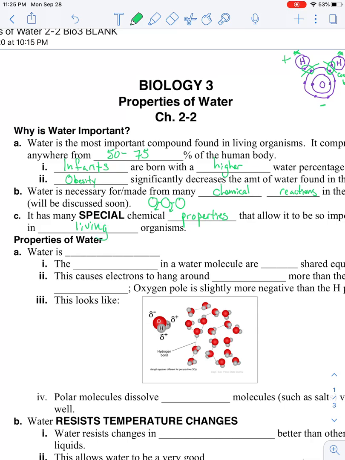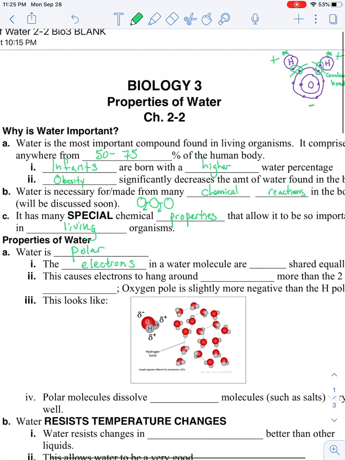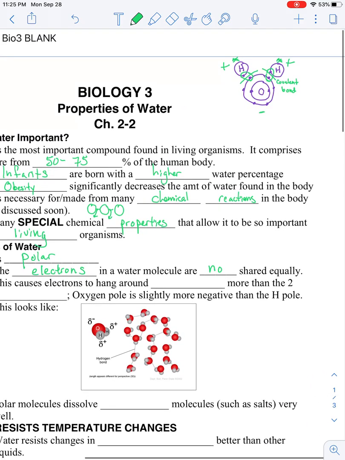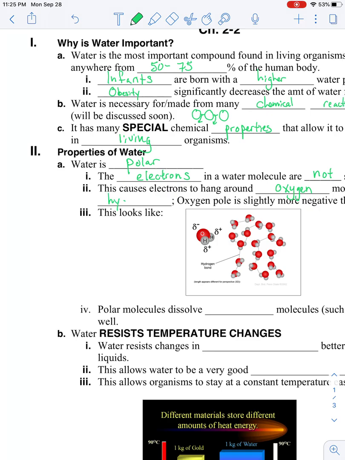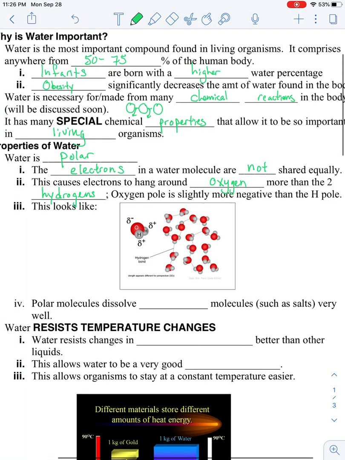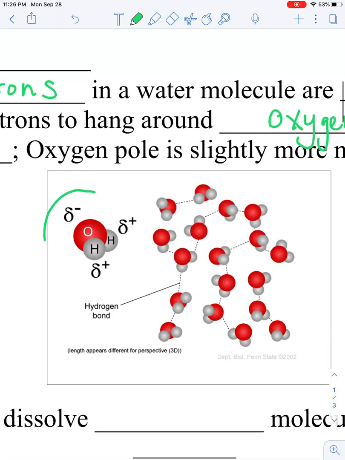Starting with the one that I talked about up above, water is polar. The electrons in a water molecule aren't exactly being shared equally. They are hanging out near the oxygen more than the 2 hydrogens. And this causes a polar molecule.